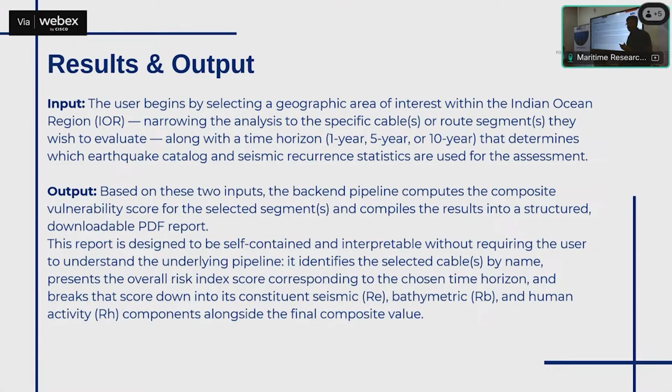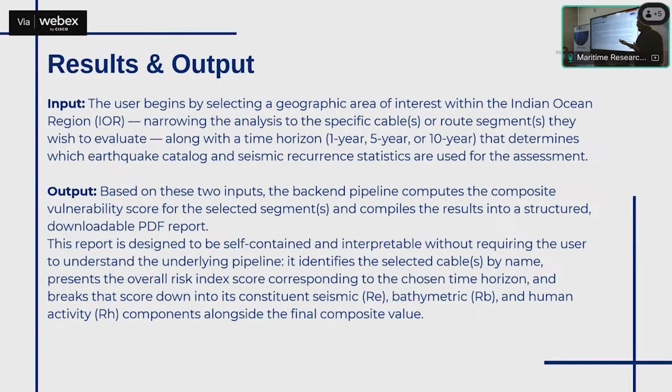So finally, moving on to results and outputs. In this model, since it's a user interactive portal, the user has to select an area on the Indian oceanic region, and based on it, select which time horizon they are looking for. So let's say they want to analyze the cable risk score for 1 year, 5 years, or 10 years.